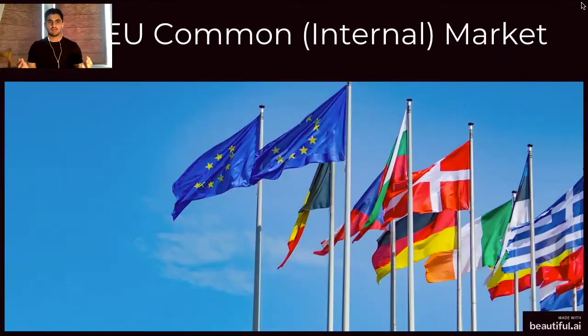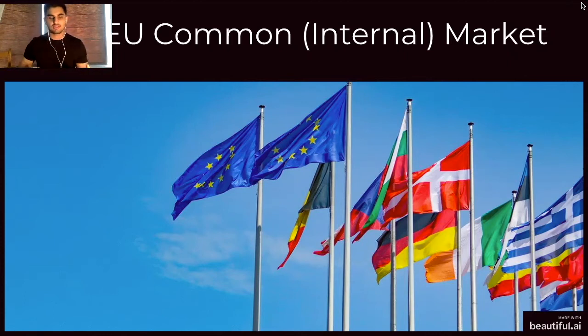Before we go on to analyzing each freedom in turn, for example, the freedom of movement, goods, etc., we're going to actually look at, well, what actually is the mechanism by which all these freedoms operate. And the mechanism is through this thing called the EU common or internal market.